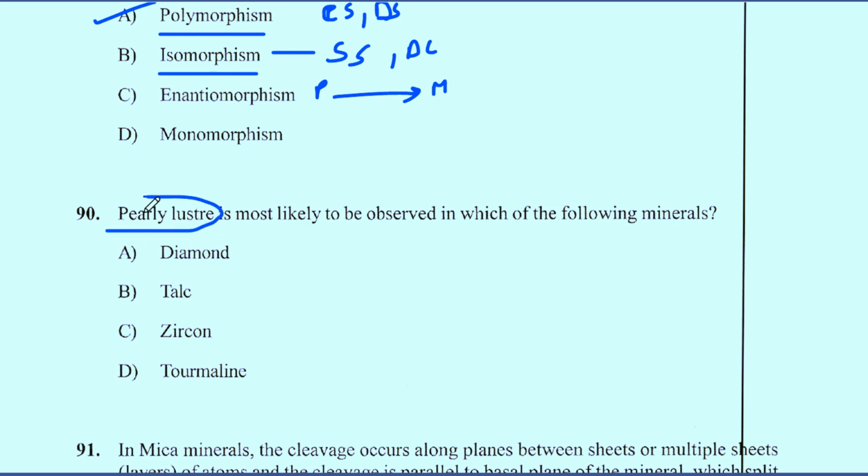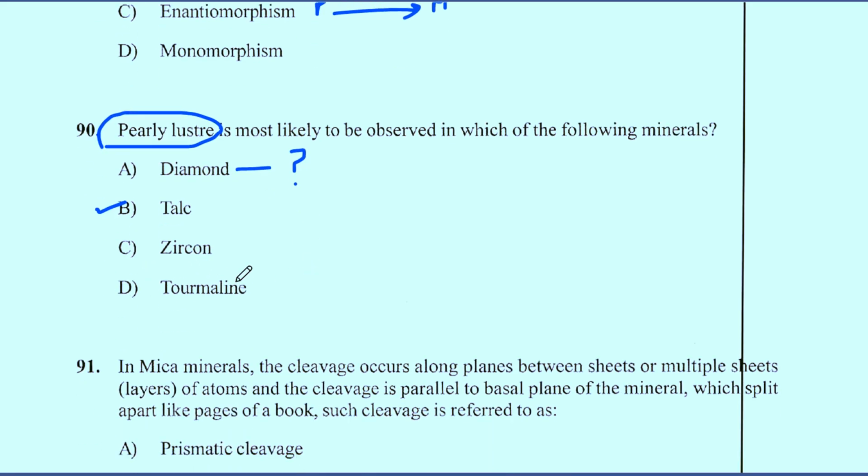Next is luster: pearly luster is present in talc. Diamond has some other luster, adamantine or something like that; I forgot the exact word. All this also has the same.